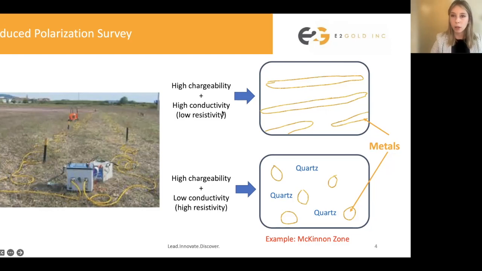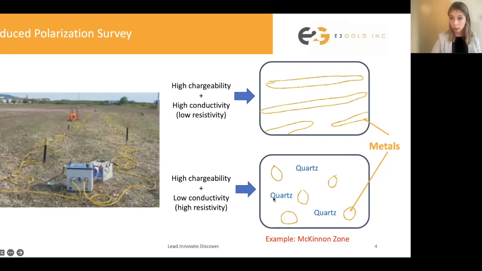Then conductivity, or the converse of that, resistivity, tells you how well that current can move through the material. If chargeable material is very connected, such as in this case here, then that current can move through relatively easily. But if the chargeable material is in discrete pockets, it's going to be harder for the current to move through. So this is going to be resistive material, but high chargeability. And this is the case at McKinnon.